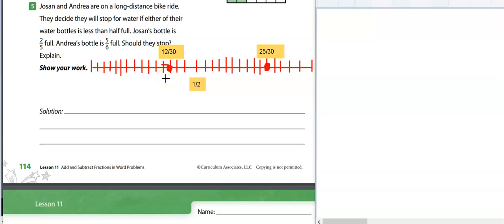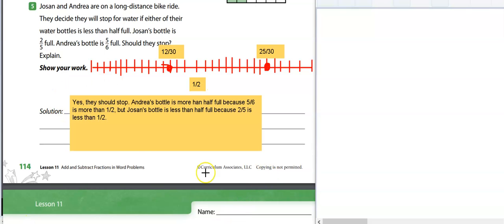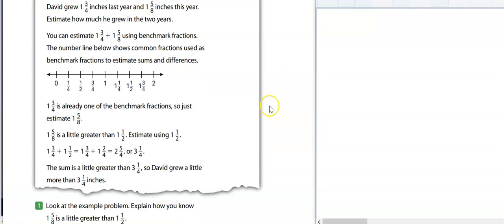So we're going to write out our explained thinking and our understanding right here in the solution area. Our explained thinking says, yes, they should stop. Why should they stop? Andrea's bottle is more than half full because 5/6, which we know is equivalent to 25/30, is more than halfway full. But Josan's bottle is less than half full because 2/5, which is equivalent to 12/30, is less than 1/2. Write this down in your packet, and let's move on to the next page.